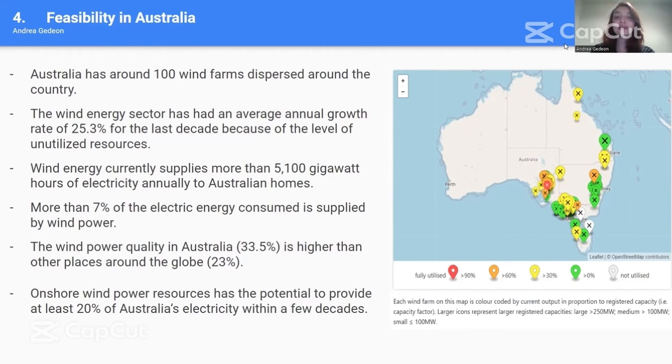More than 7% of the electric energy consumed in Australia is supplied by wind power. This eco-friendly way of producing energy has led to reduced emissions in the country, therefore reducing the pollution in the environment and improving the health of the citizens.